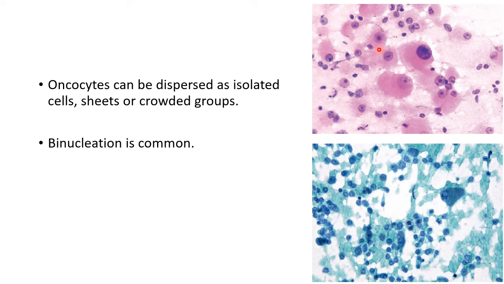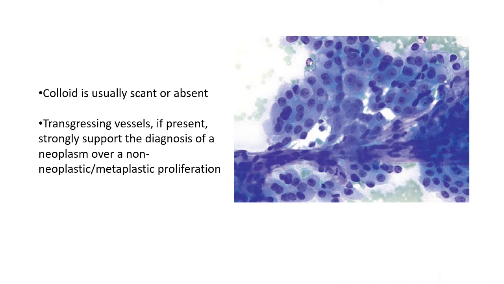Oncocytes can be dispersed as isolated cells or they can be present in crowded groups. Binucleation is common in these cells. Colloid is usually scanty or absent, and sometimes transgressing vessels between the follicular clusters can be present, and if they are present, they are strongly indicative of a neoplasm. So they strongly indicate the presence of neoplasm compared to a non-neoplastic proliferation.